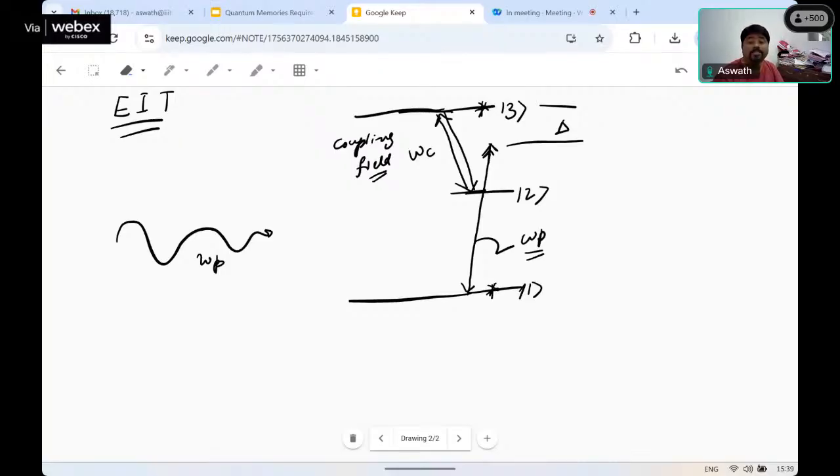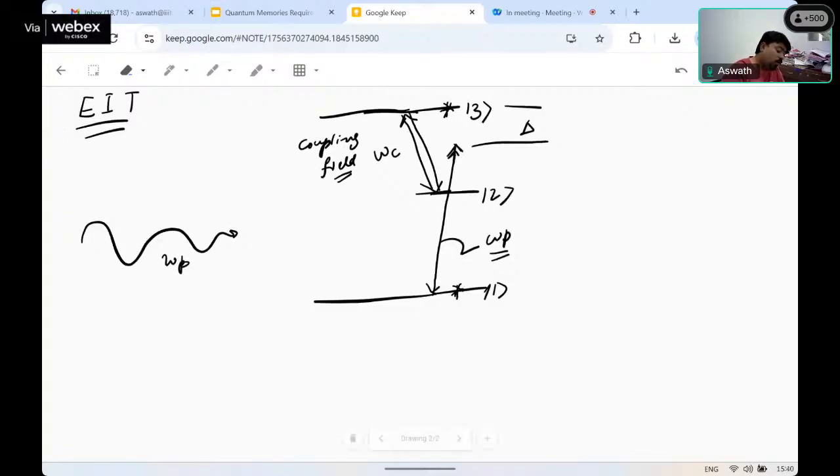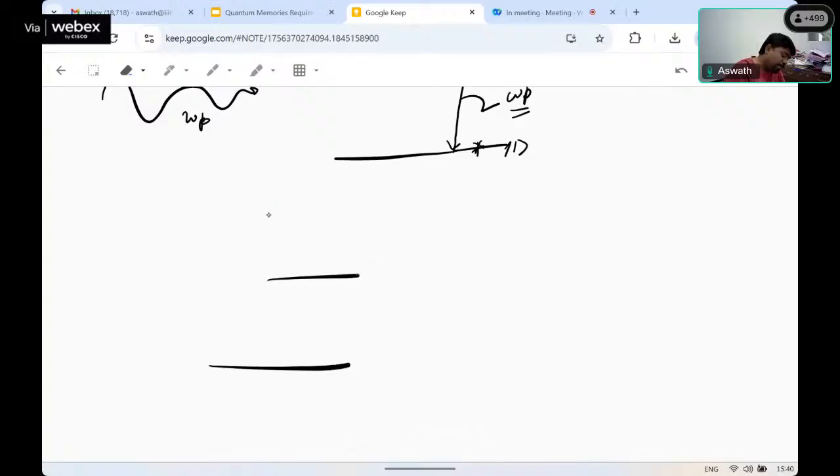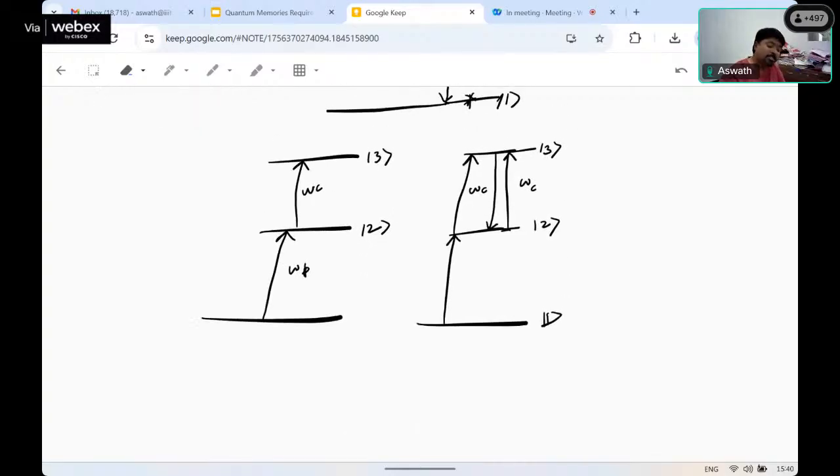But in the case of the quantum wave, there are multiple paths by which the electron can reach from 1 to 3. One path is it can go directly to 2, and from 2 to 3 it can go by utilizing omega p and omega c. Another path is it can absorb omega p, go to 3 with omega c, come down by emitting omega c, and again go up by absorbing omega c to reach 3. So it can go straight up, or it can come down and then go straight up. These are various paths.